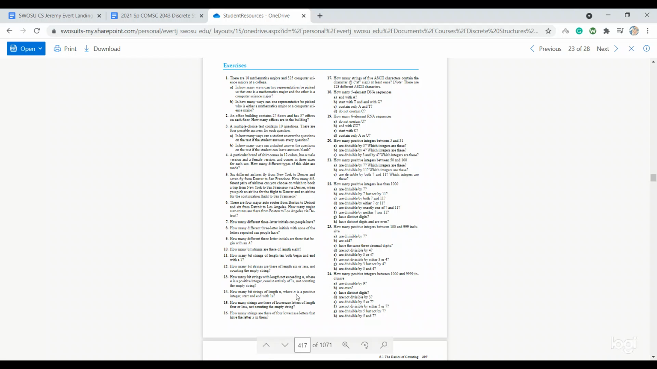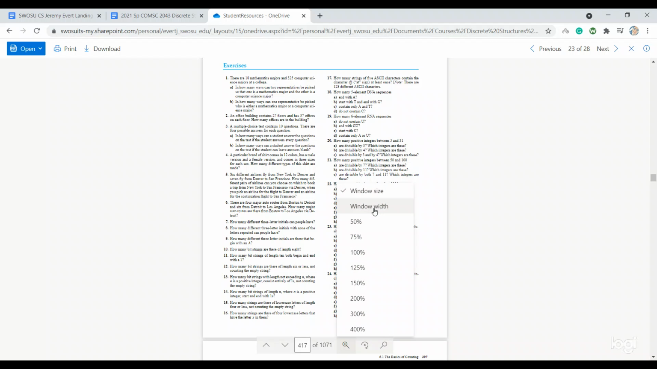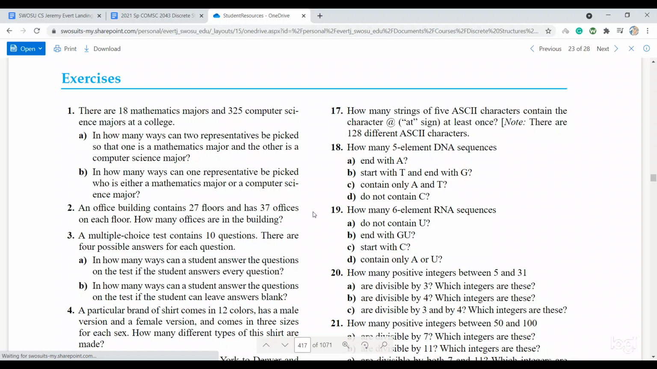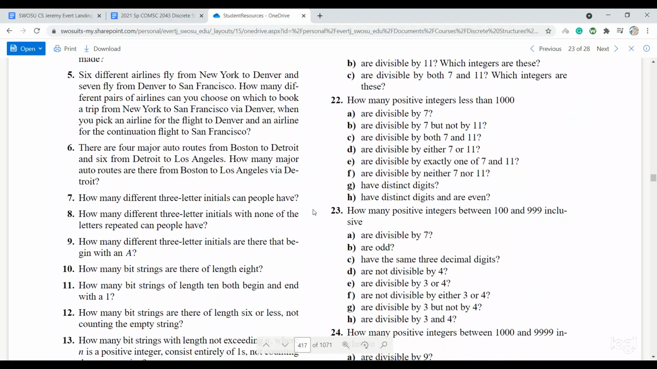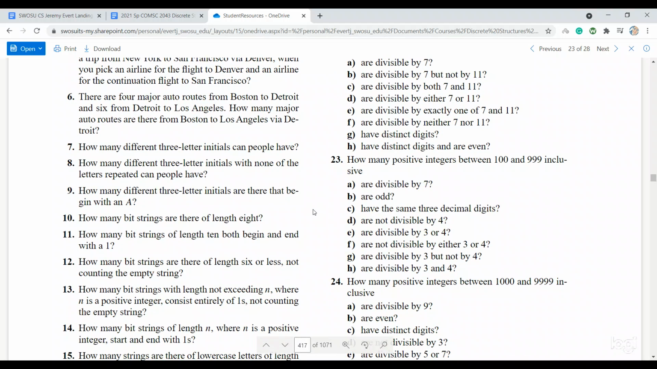So we hop right on over to our first section, 6.1, questions 8 and 9. Let me make this a little bit bigger so you guys are able to see the whole page. Perfect. So we got 8 and 9. Question 8 right here: how many different 3-letter initials with none of the letters repeated can people have? That is question 8. Question 9 says, how many different 3-letter initials are there that begin with an A?